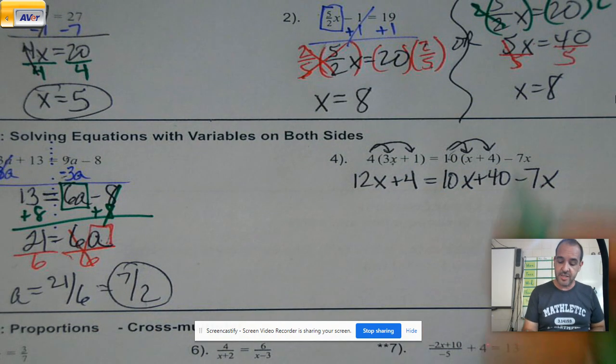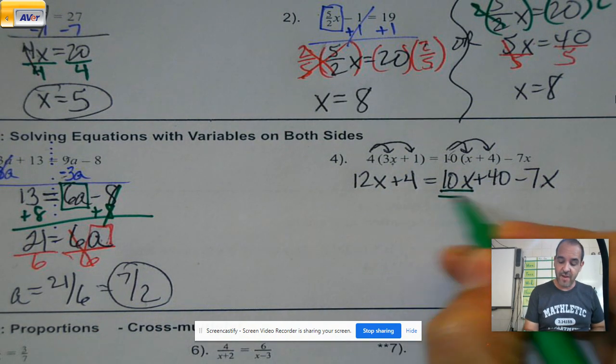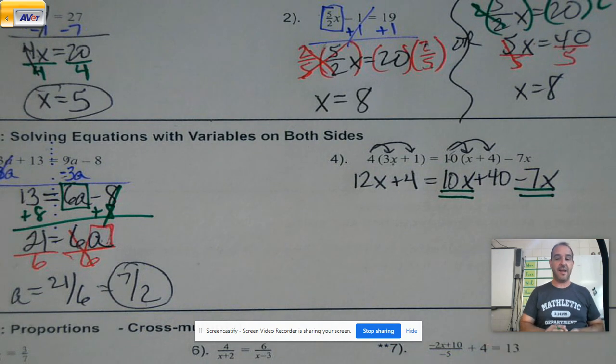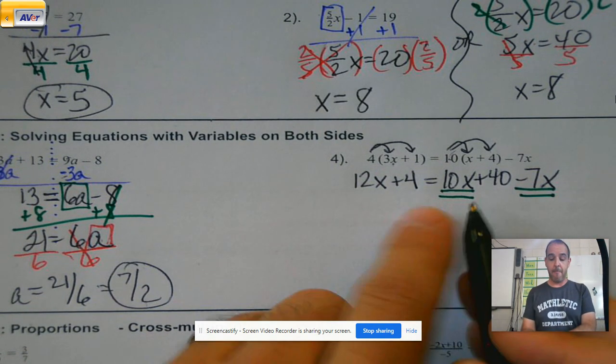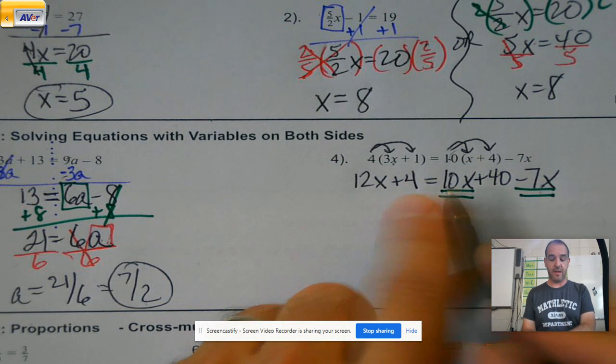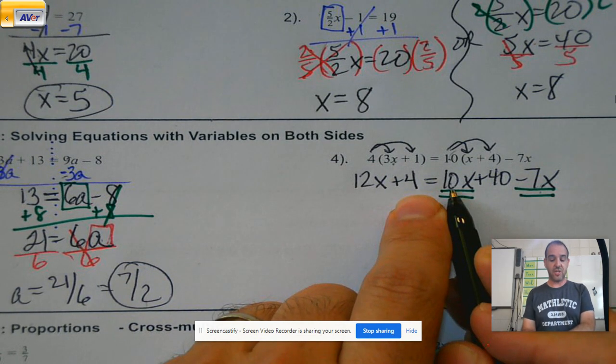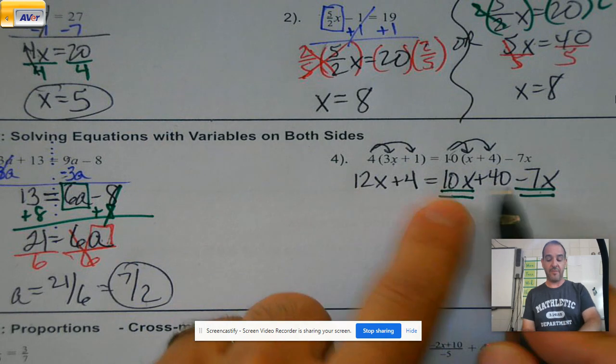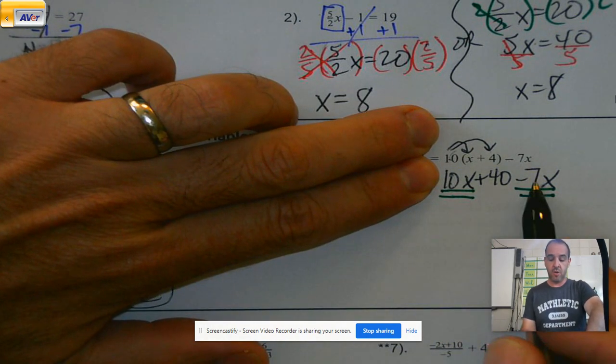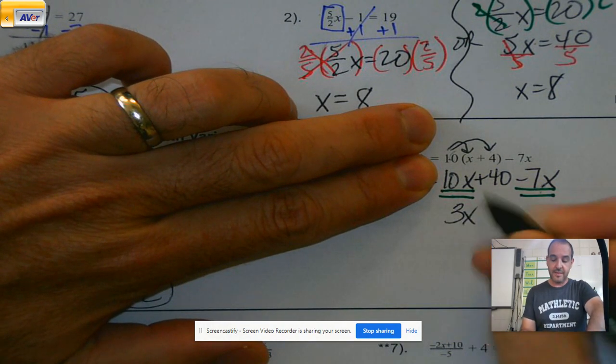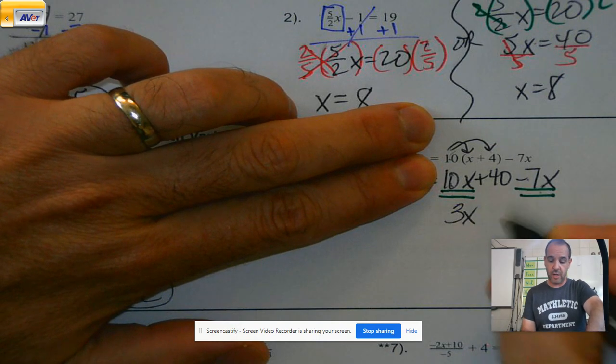My suggestion is always, if you have variables on the same side of the equals, we're going to deal with those differently. I'm not going to plus 7x to both of these. Now, if I was trying to do it to both sides, I would. But if they're on the same side of the equals, we just combine them. 10 minus 7, I still got to watch my signs.